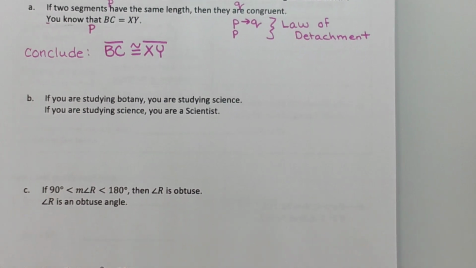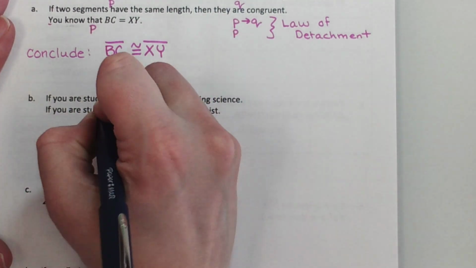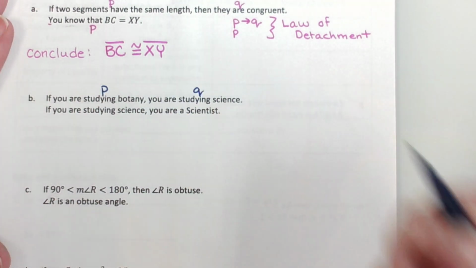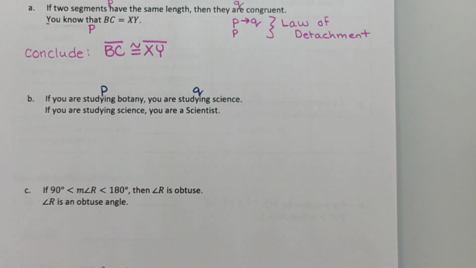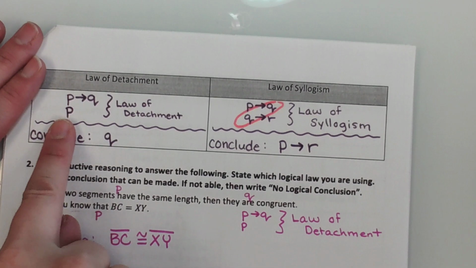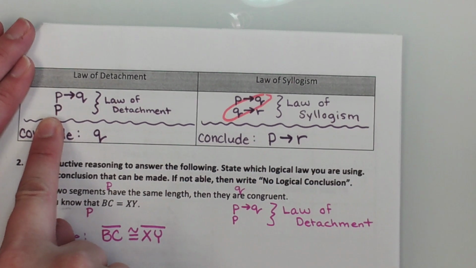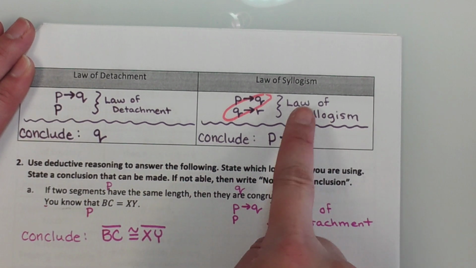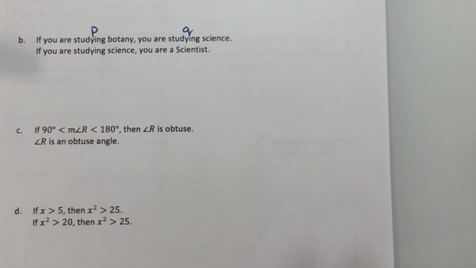Question B: if you're studying botany, then you are studying science. If you are studying science, then you are a scientist. First if-then statement, just mark it with P and Q. Second if-then statement. There's two if-then statements. If there's two if-then statements, it cannot be law of detachment. It would have to be law of syllogism. That's the one we're checking.